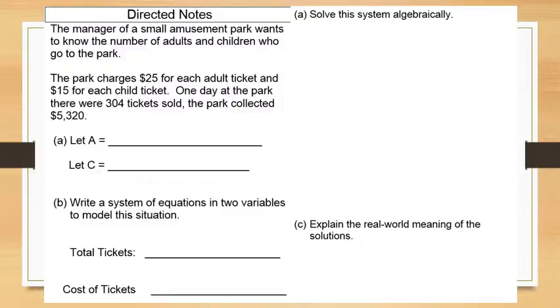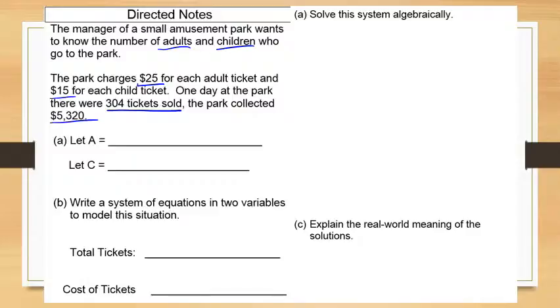Our final problem has to do with an amusement park, and they want to know how many adults and children went to the park on a specific day. The park charges $25 for an adult ticket, $15 for a child's ticket, and there was a particular day when they sold 304 tickets and they collected $5,320. So that's a specific combination of adult tickets and children's tickets to make that exact number.